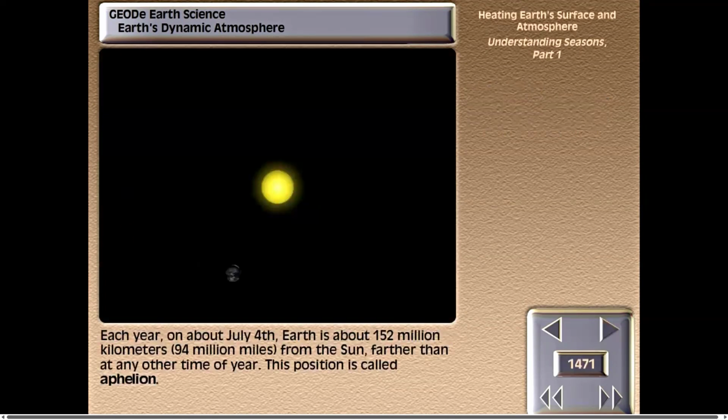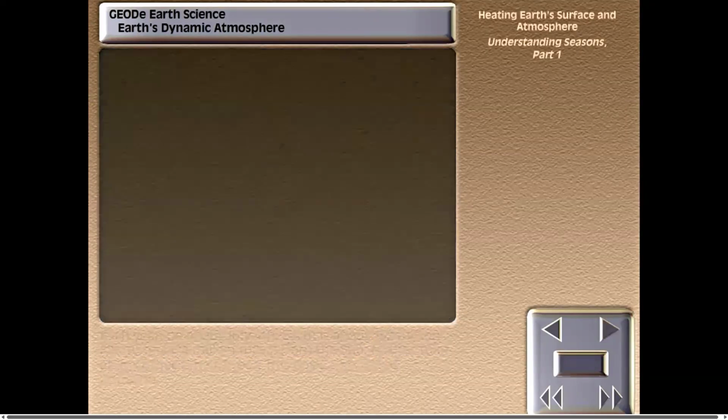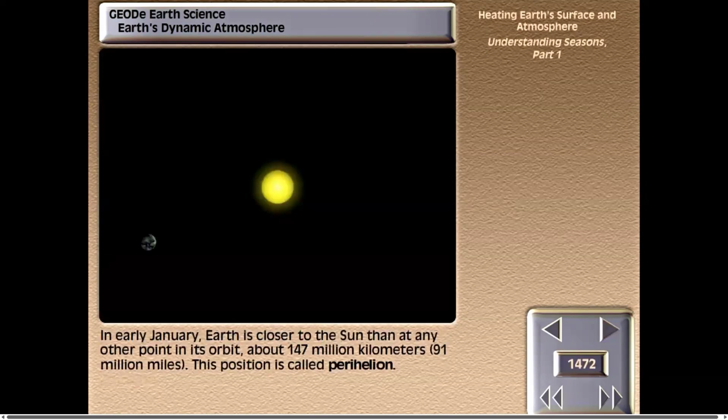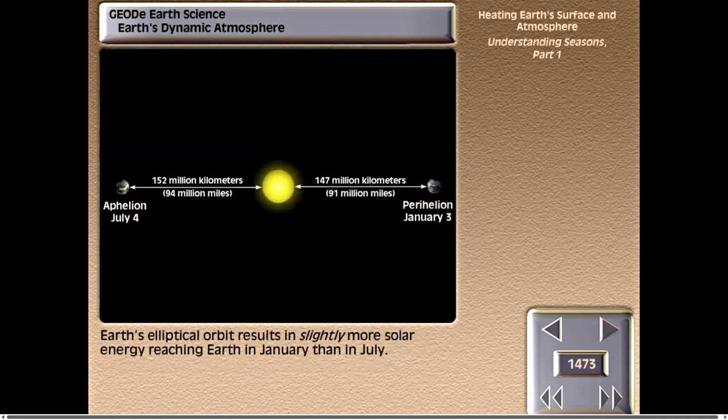Each year, on about July 4th, Earth is about 152 million kilometers from the Sun, farther than at any other time of year. This position is called aphelion. In early January, Earth is closer to the Sun than at any other point in its orbit, about 147 million kilometers. This position is called perihelion. Earth's elliptical orbit results in slightly more solar energy reaching Earth in January than in July.